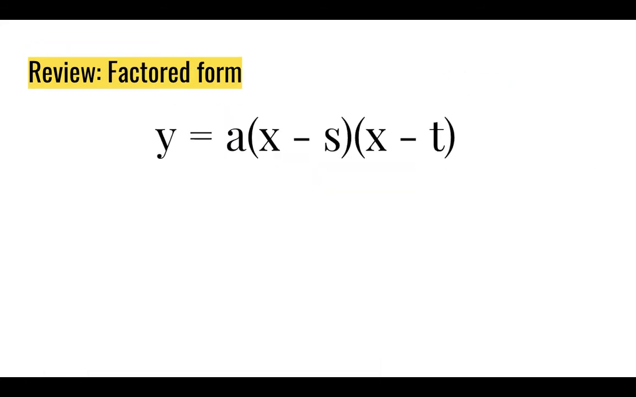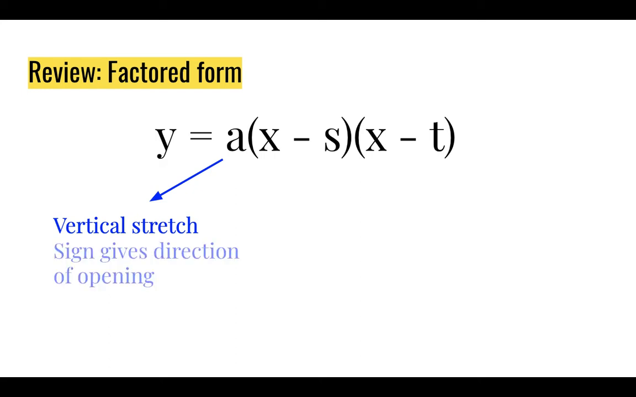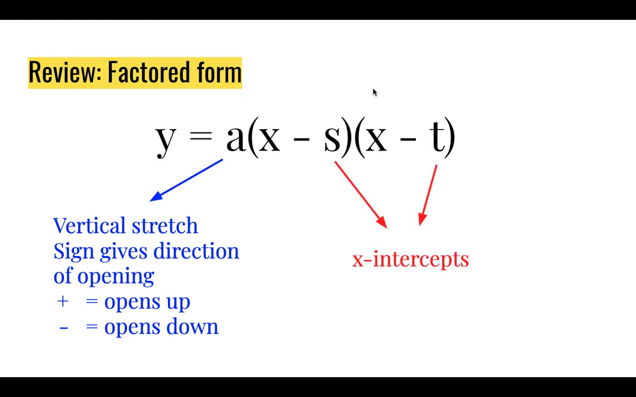Okay, so let's review what the factored form equation looks like. It looks like y equals a times (x minus s) times (x minus t). And if we remind ourselves what these letters mean, a tells us the vertical stretch of a parabola, and the sign of it gives the direction of opening. So if a is a positive number, the parabola opens up, and if it's a negative number, it opens down. And now if we look at these two binomials, s and t give us what our x-intercepts are, or our zeros.